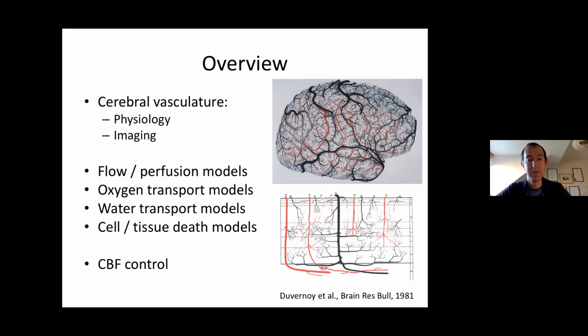On the right here, I have some images from this classic 1981 paper, which is really the first time that people had started to look in detail at the cerebral circulation. These are taken from post-mortem human brains. These were injected and then imaged. A lot of interesting data came out of these brains, and I'll return to these a bit later. But I just put this up to highlight the complexity of the cerebral circulation.